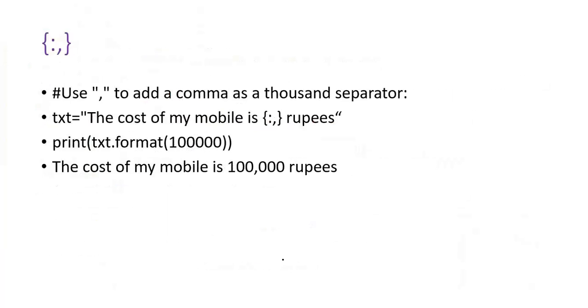Then if I use, within the placeholder, colon comma, that is basically called the 1000 separator. Say for example, I have purchased a recent iPhone, which has the cost of 1 lakh. I want to separate the thousands. I don't want 1 lakh like this, so a comma will be added after the 3 digits. Suppose if it is 10 lakh, one more comma will be added. Let us try this.